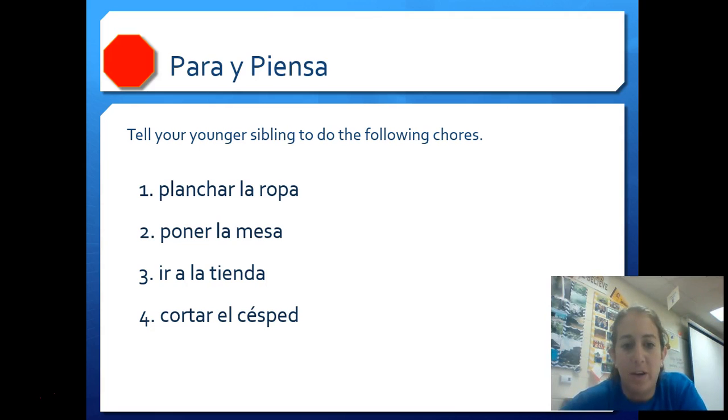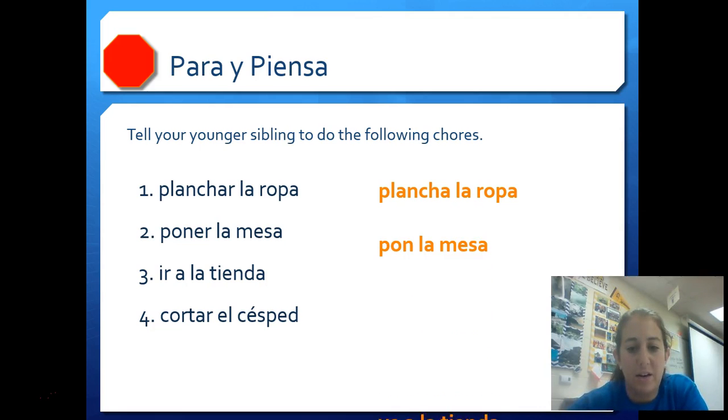Alright, here we go. Let's check our answers. Planchar la ropa would be plancha la ropa. Poner la mesa. Remember, poner is one of our irregulars. Pon la mesa. Ir a la tienda. Ve a la tienda. And cortar el césped. Corta el césped.